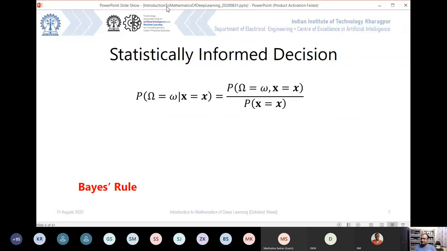So now let's get into the basics from where we start. The primary point is Bayes' rule, and for any kind of decision problem, this is from where everything starts.